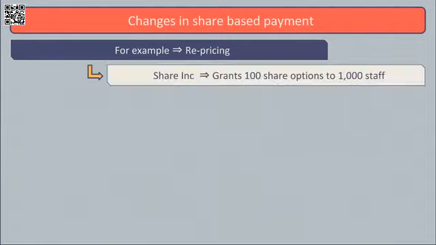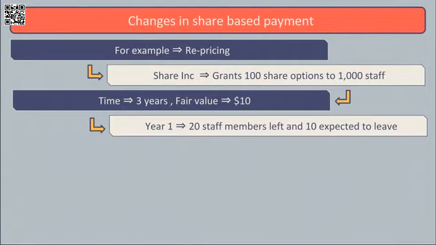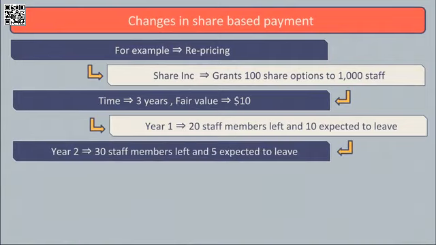Share Incorporated has a share option scheme where it will grant its 1,000 staff 100 share options at the end of 3 years. The fair value is $10. In year 1, 20 staff members leave, and a further 10 are expected to leave. In year 2, 30 staff leave, and another 5 are expected to leave.